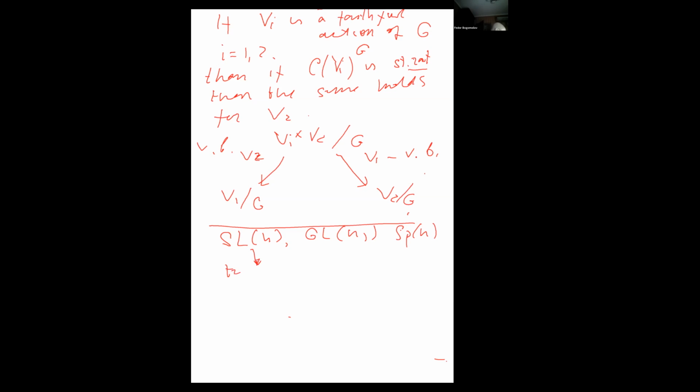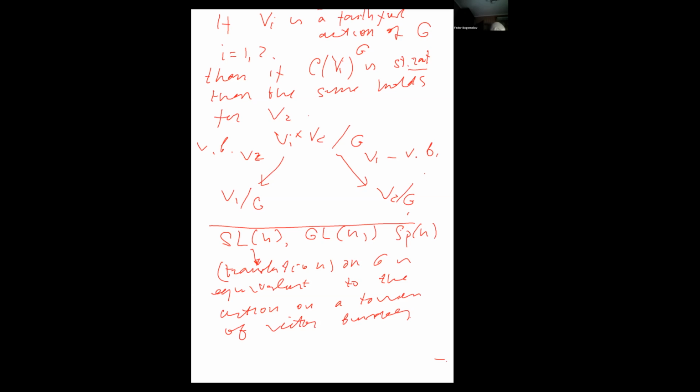translation on G is equivalent to the action on a tower, let's say, of vector bundles. So vector bundle over vector bundle and so on, and then over linear space. Okay, so for all these three groups, they have this particular structure that their action on themselves is linear, which implies, and in this case it is, so this makes stable rationality for faithful action trivial.